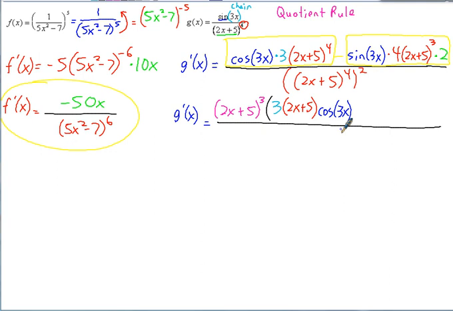And then minus what's left of the second term, we've got this 2 here. It's still there. And actually, it's not just 2, I should say. It's 2 times the 4 there. That would make it 8. And then this is completely gone, the 2x plus 5 to the third. We completely factored that out, but we also still have the sine of 3x.